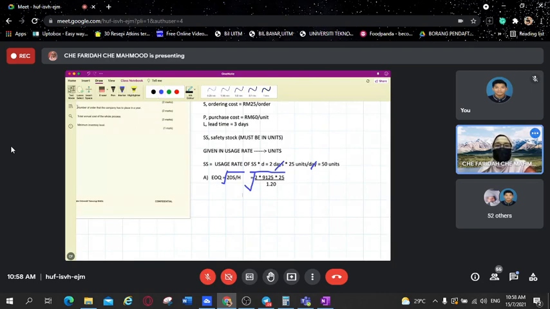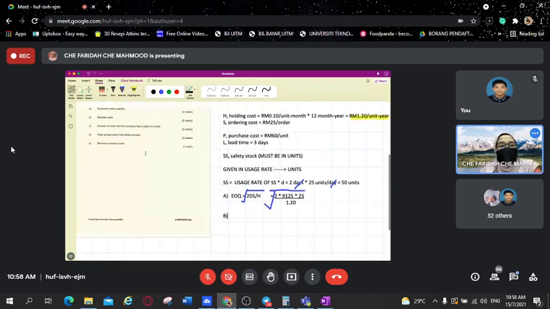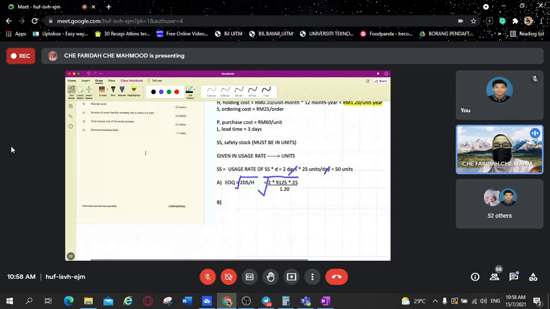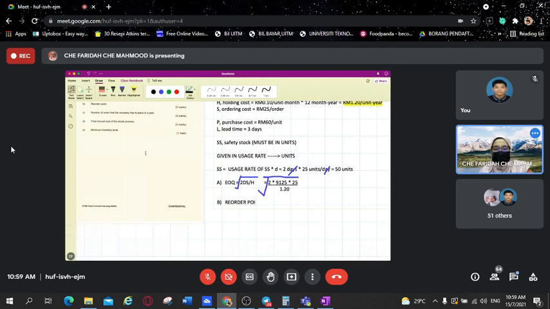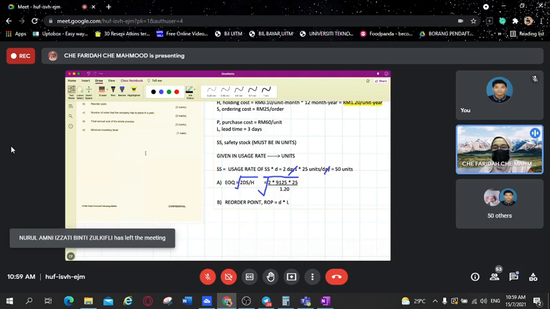For B, my dear. Dia suruh cari apa? Dia suruh cari reorder point. Reorder point, my dear, formulanya dia depend pada ni. Reorder point ialah ROP, ialah simply formula D kecil tadi, D times dengan L.